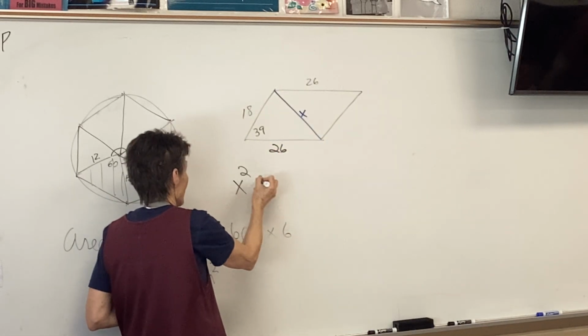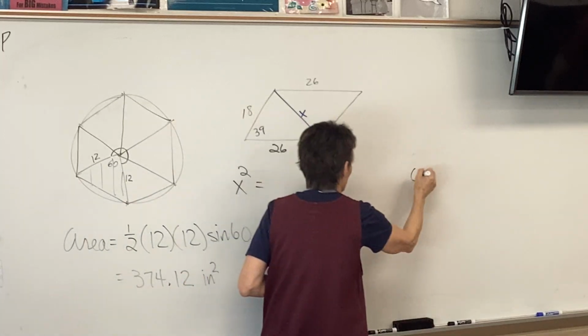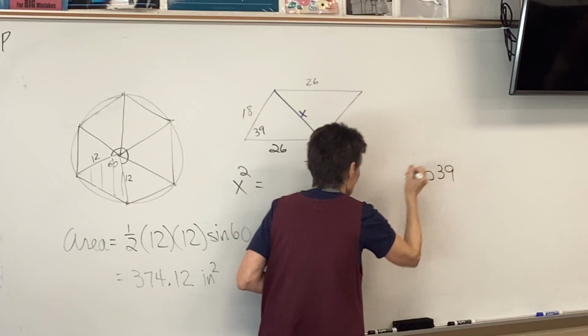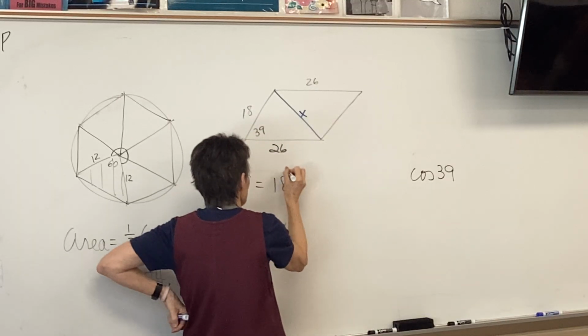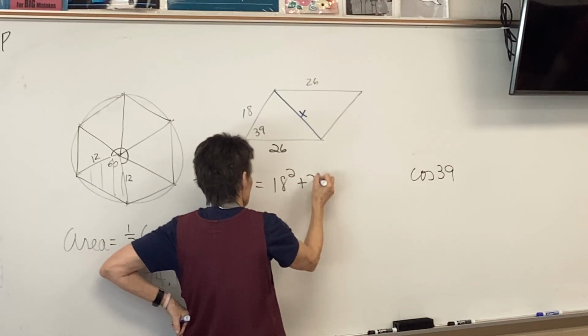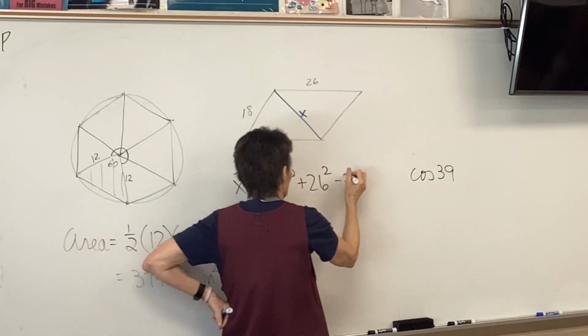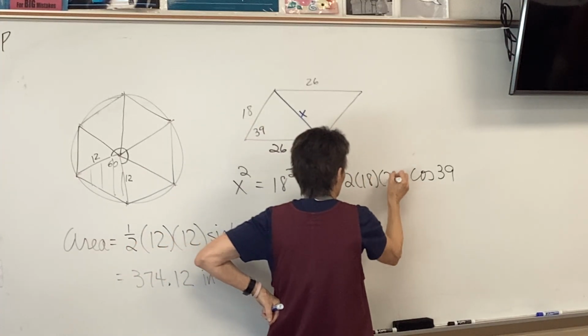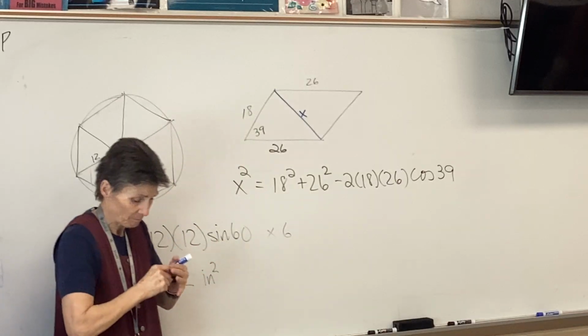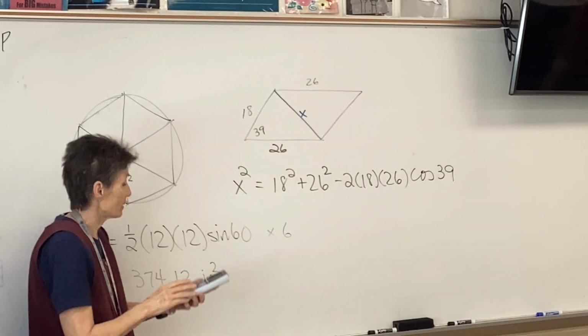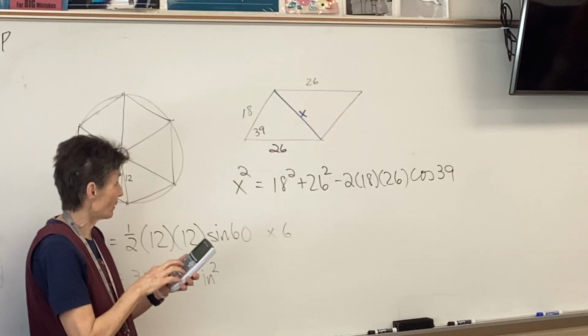So x squared on this end, cosine 39 on this end, and then who remembers the middle part? 18 squared plus 26 squared, minus 2 times 18 times 26. That's your law of cosines. And we're gonna remember to square root it.